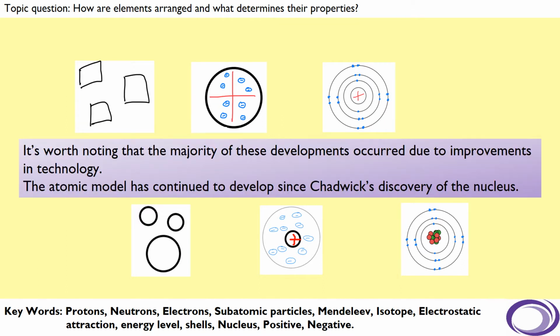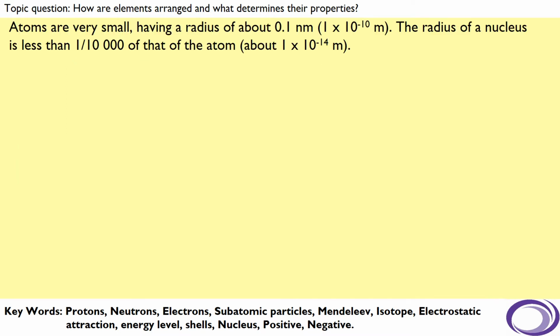The majority of these developments did occur due to improvements in technology, and there has been further development since Chadwick's work, but now it's time for us to look at what we need to know for our GCSE. And the first thing is that atoms are very small. They have a radius of about 0.1 nanometers, and the radius of the nucleus is less than 1/10,000th that of the atom, which implies that the majority of an atom is actually empty space.